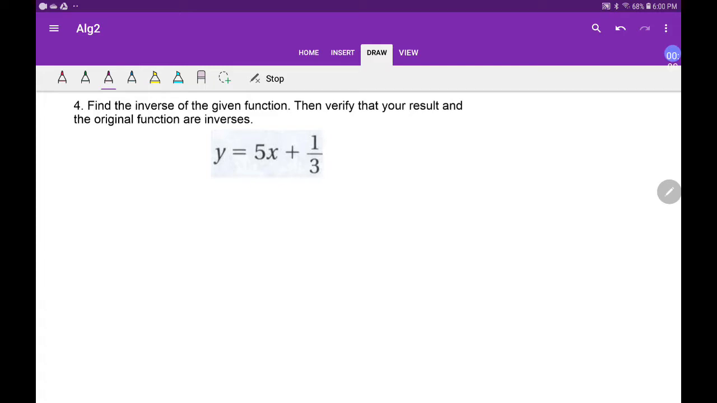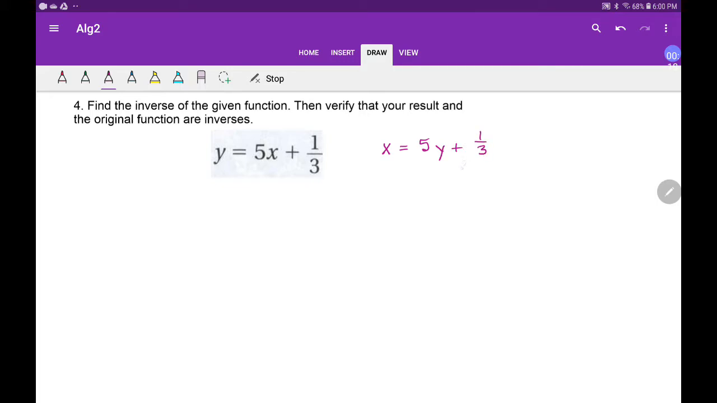Okay, I included the examples in the notes, but we've done this before. Find the inverse of the given function, and we're going to verify that it's true. The thing that we do is we switch the x and the y, and we solve for y.